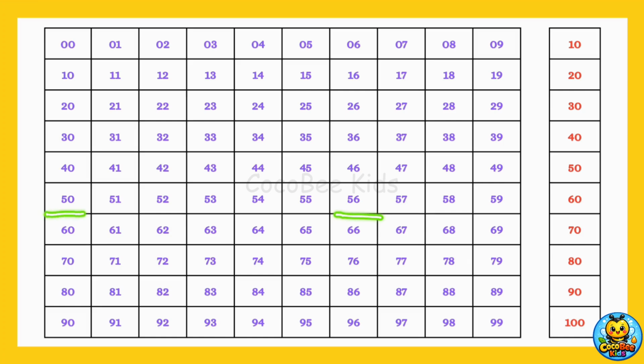Which family does the number 56 belong to? It belongs to the family of 50s. And 56 lies between 50 and 60. Which family does the number 12 belong to? Belongs to the family of tens. And 12 lies between? Ten and 20.